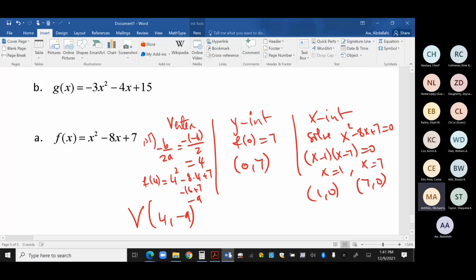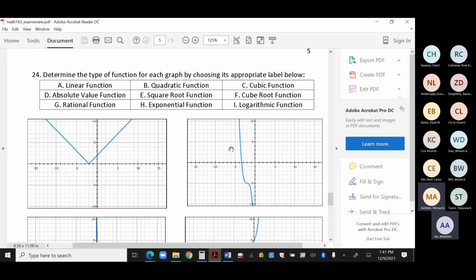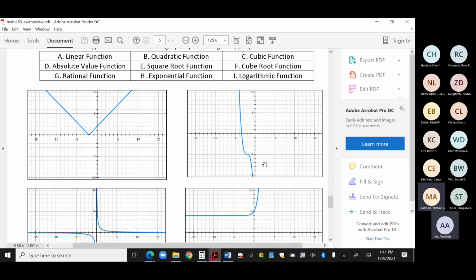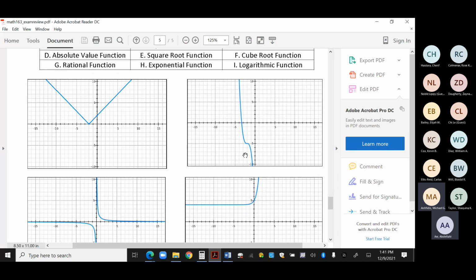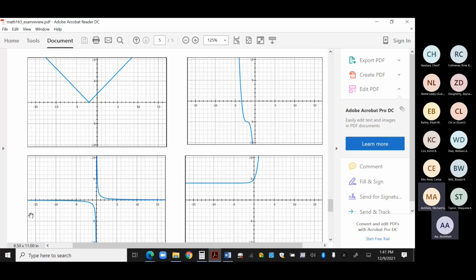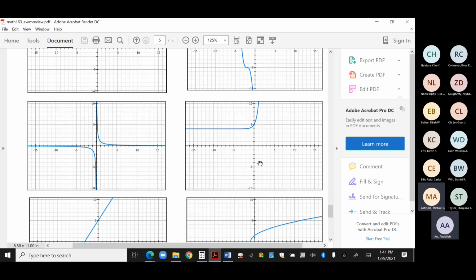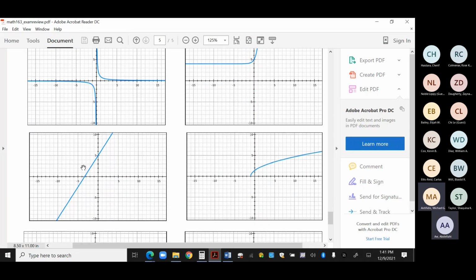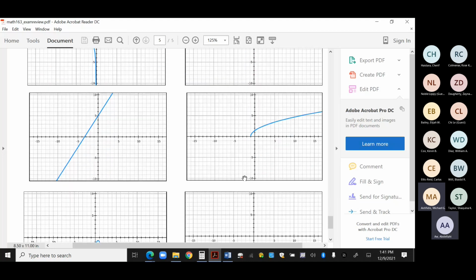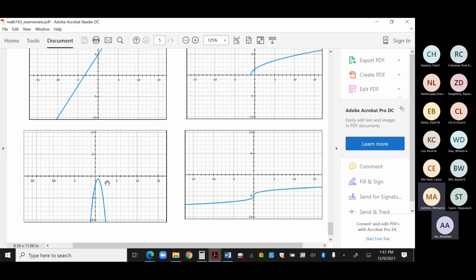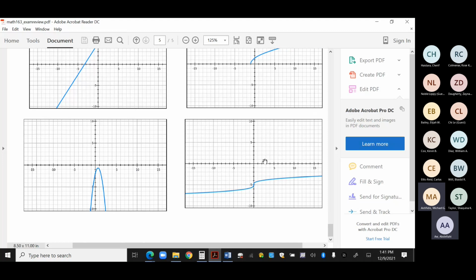If we talk about that, now I will not ask you to identify graphs. You know, this is an absolute value function. This is like a cubic function, this one right here, number 2. Graph number 3 is like a rational function. Graph number 4 looks like an exponential function. Graph number 5 looks like a linear function. Graph number 6 looks like a square root function. Graph number 7 looks like a quadratic function. And this one looks like a square root function, etc.